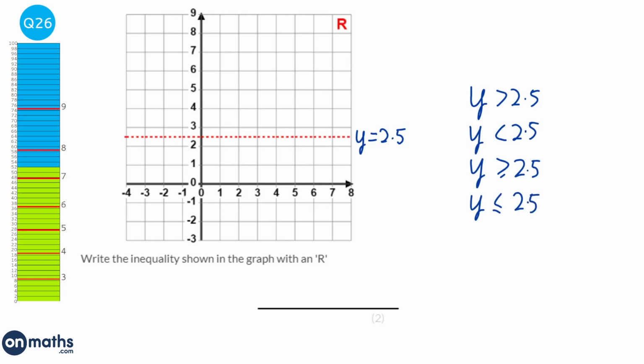Now when we've got a dashed line, it means it cannot be equal to, so that gets rid of these two. And if we pick a coordinate, let's pick this one here, on our region side, it is 8, 8. Now look at the y coordinate, which is 8. That is actually more than 2.5. So it's not less than 2.5, it's going to be more than 2.5. So it's y is greater than 2.5.